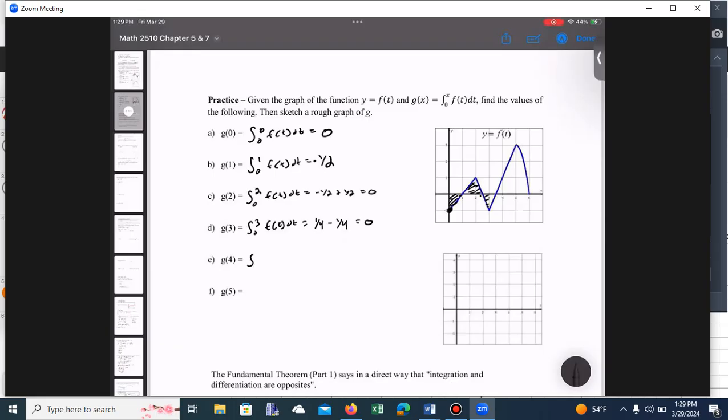Then g of 4 is going to include these two triangles, which are also both 1/4 and negative 1/4. It's going to be 0. And then g of 5, we're including this area. This is going to include this box and then this triangle.